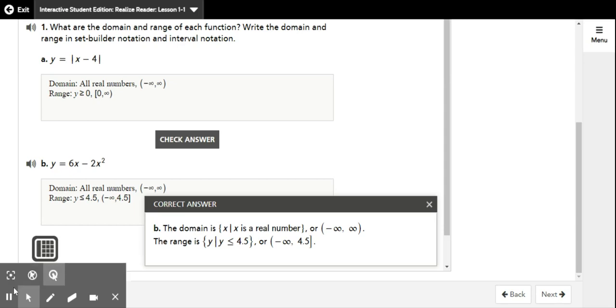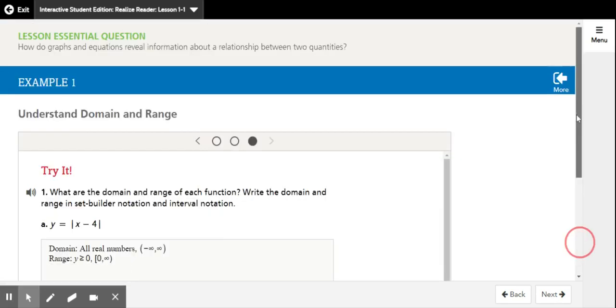Okay. All right, so let's move on. Now we're going to hit next. Again, we did all 3 parts of example 1, so now we're going to be able to hit next.